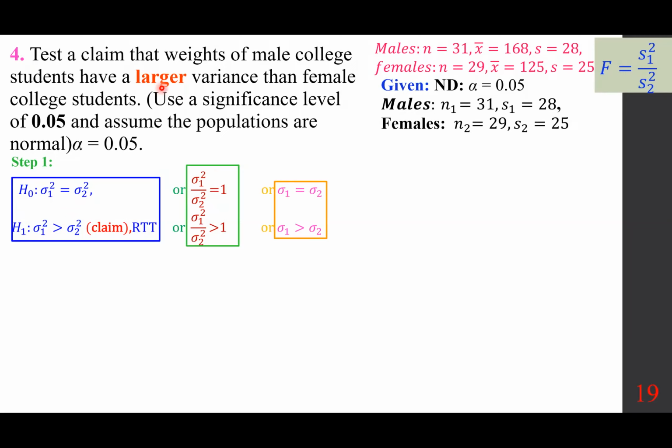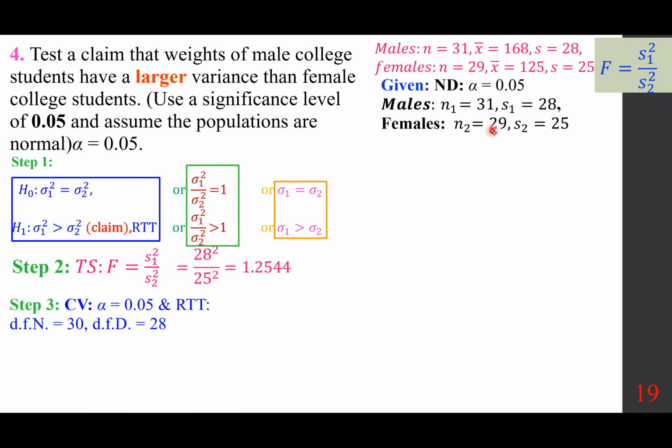So the very first thing we have to calculate is the test statistic. F equals S1 squared over S2 squared. So plug in. The next step is the critical value. The critical value comes from the choice of alpha, which is 0.05, and degrees of freedom. For the numerator it is 31 minus 1. For the denominator it is 29 minus 1, or 28. So you go to the F distribution with alpha equal to 0.05.